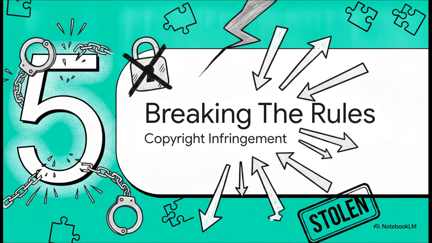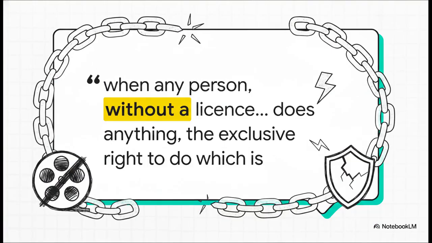Section 5. Breaking the rules. Infringement. So you know your rights, you know how to sell them, but what happens when someone decides to bypass all of that and just uses your work without asking? The law defines infringement with some very exact, biting language. Infringement occurs when any person, without a valid license, does anything that is exclusively the right of the copyright owner. If you hold the exclusive right to reproduce a film and someone else makes copies of it without your permission, they have breached your legal shield.